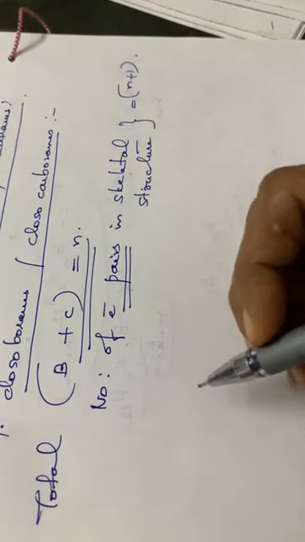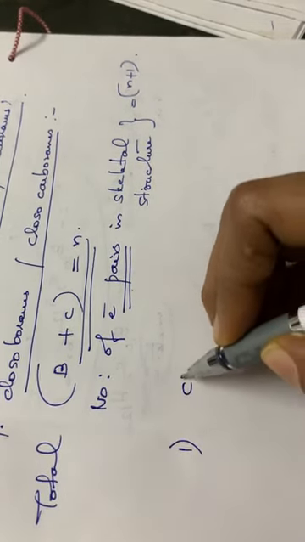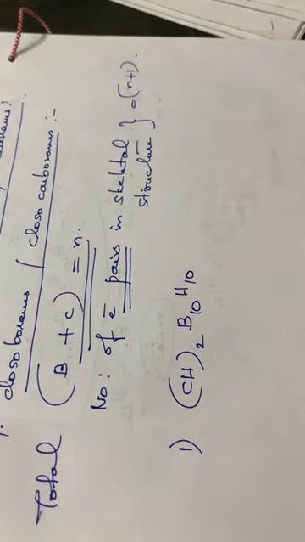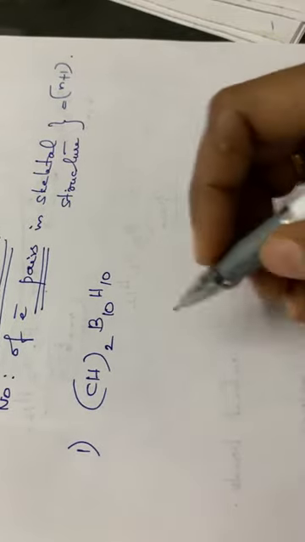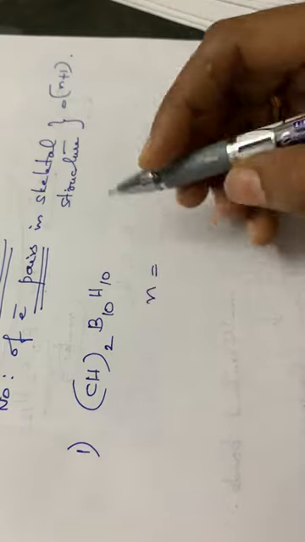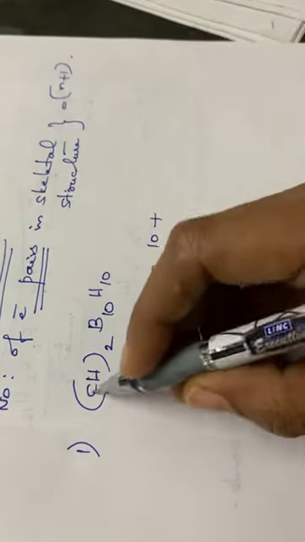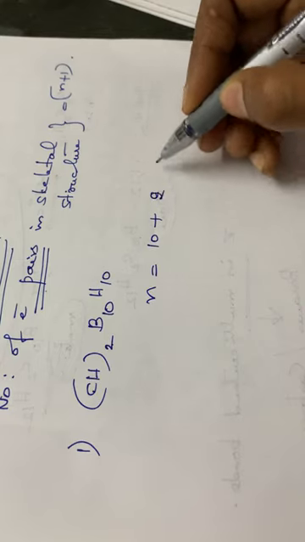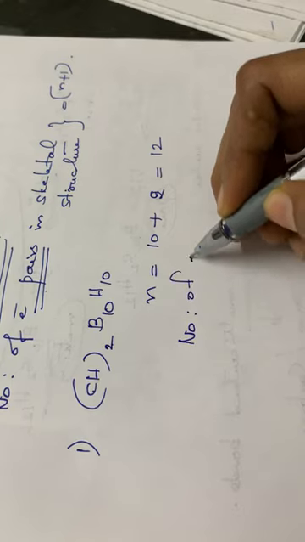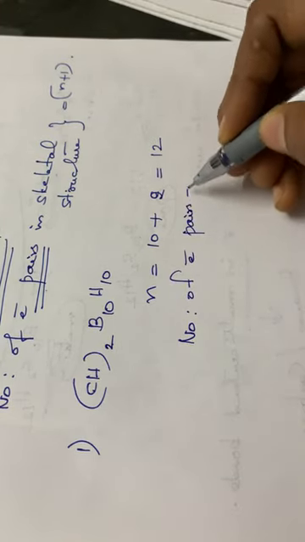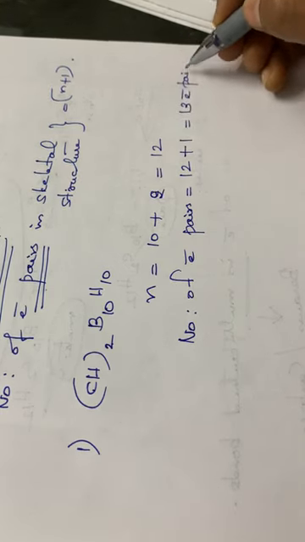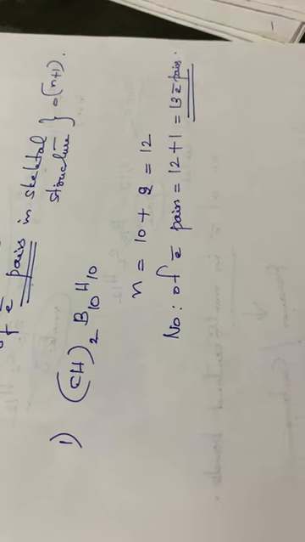So first of all we can go through one example, that is CH twice B10 H10. So here what about n? n is the total number of boron atoms and carbon atoms. So number of boron is 10 and number of carbon atoms is 2, isn't it? So it will be equal to 12. So here the number of electron pairs will be n plus 1, that is 12 plus 1, that is 13 electron pairs. Now you have to find out whether it is right or wrong.